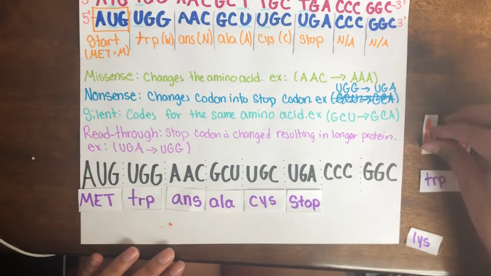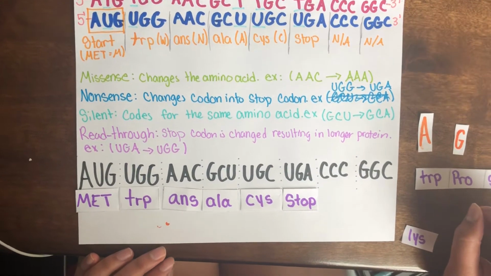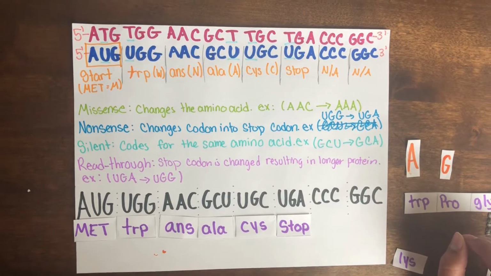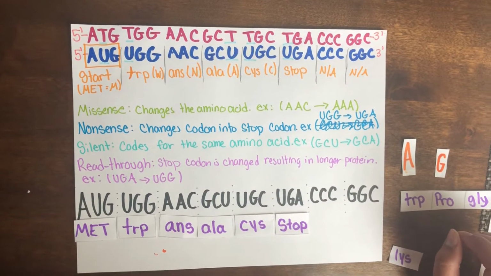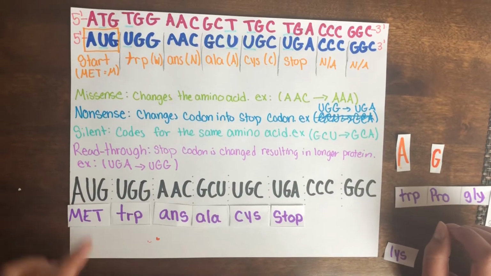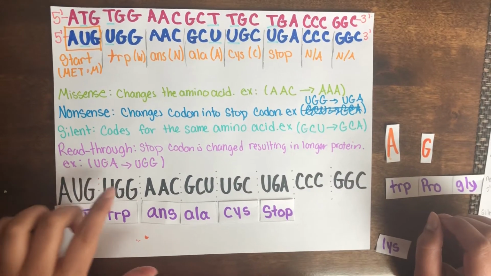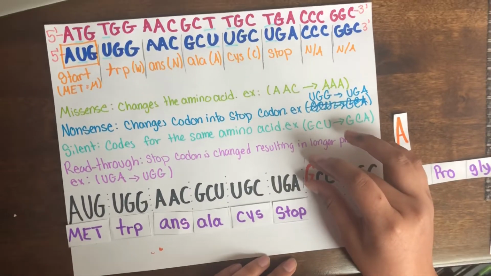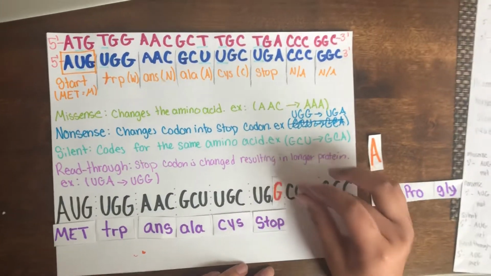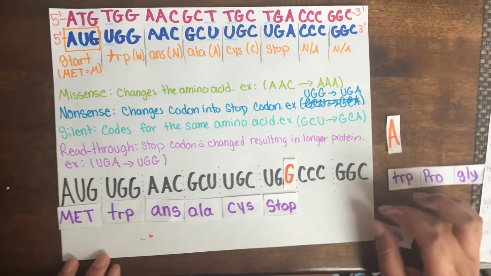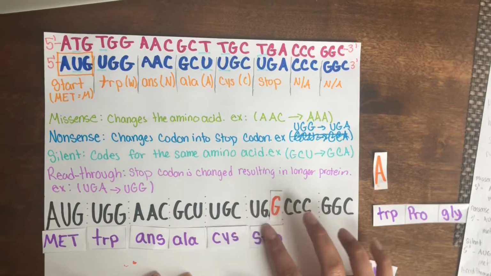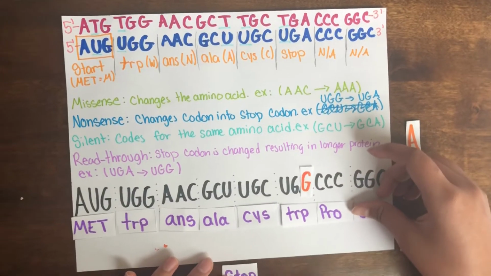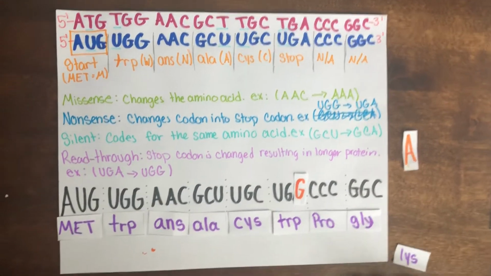The next possible mutation we can go through is a read-through, which is when you change the stop codon so that it codes for a different amino acid and makes the protein chain longer. So in this case, we're going to do UGA to UGG. We're going to change this A, which is a purine, to a G, which is also a purine, which makes this a transition mutation. So this stop codon will no longer be a stop codon, and it will make the amino acid chain longer.